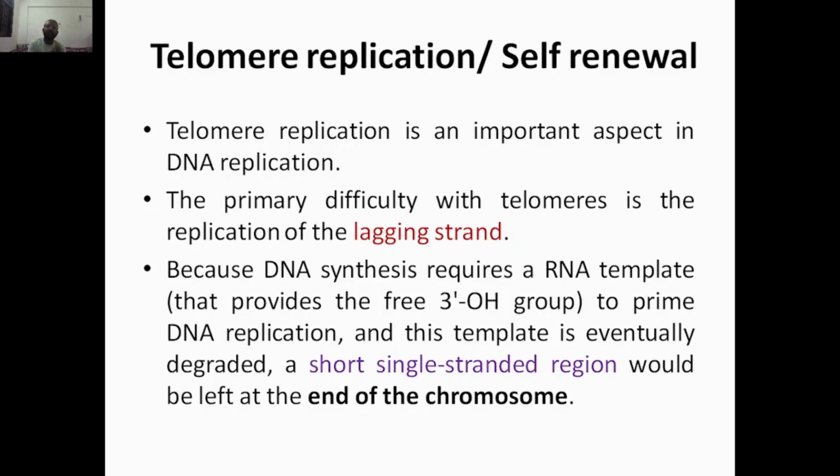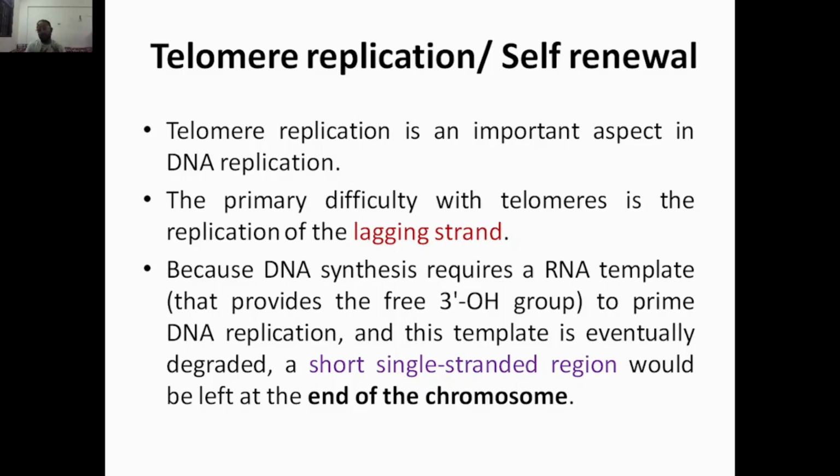So the primary difficulty with the telomeres is the replication of the lagging strand. So in telomeres, what happens? The replication of the lagging strand will be missed out. So that means the last part, the last end of the strand, will be missed because of some reason. Now what is that reason?